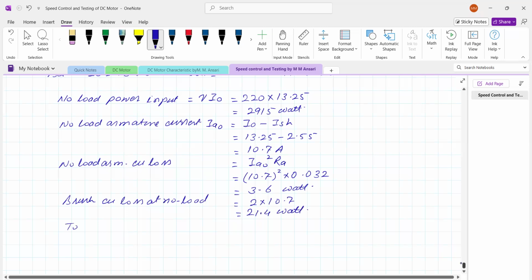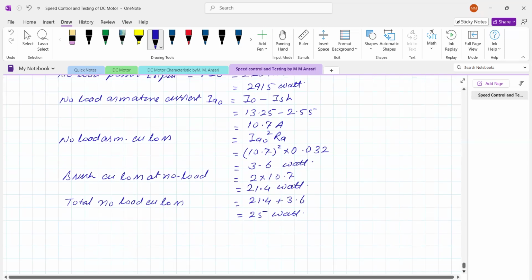Now total no load CU loss, or the variable loss, is 21.4 plus 3.6 as the copper loss. So it is 25 watt. Okay, so this is the no load input and no load CU loss.